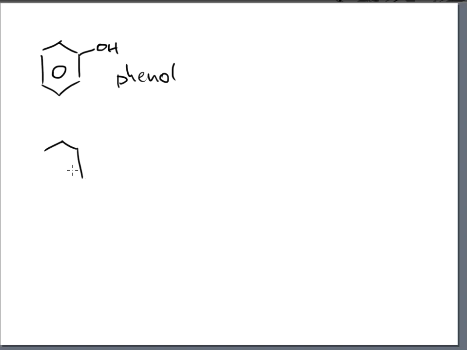Another one. Here's my ring, and off of this ring is an NH2. Again, it's an amine. That amine group is on a benzene ring. We have a common name that we use whenever we see this in organic, and this is called aniline. A-N-I-L-I-N-E, aniline.